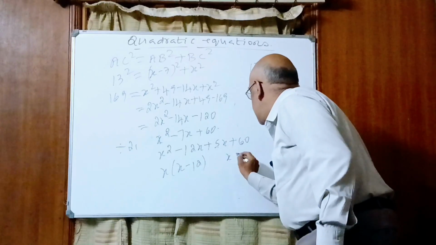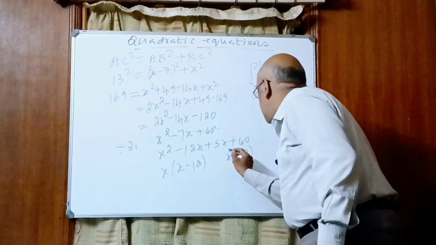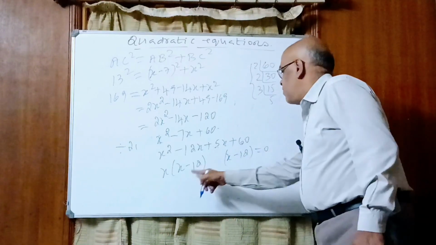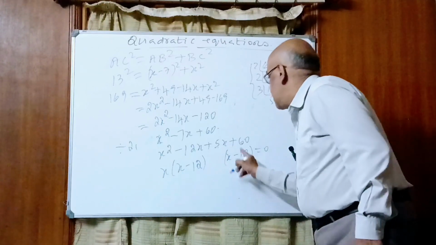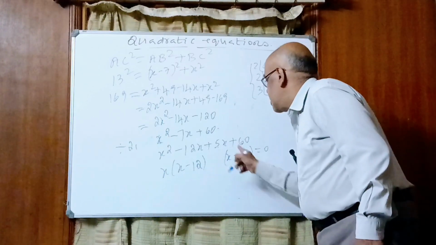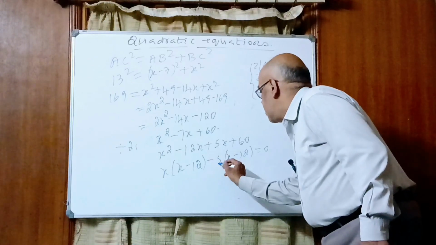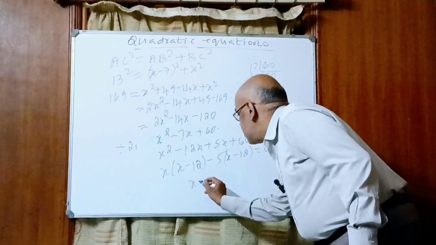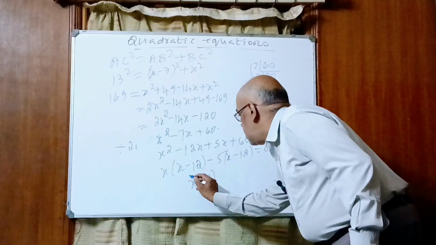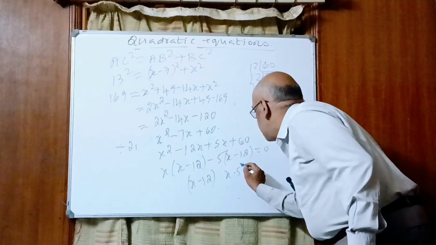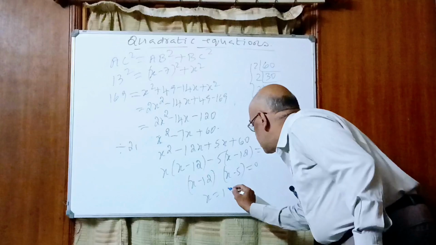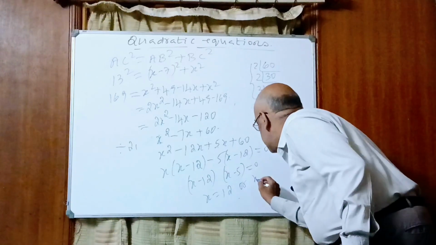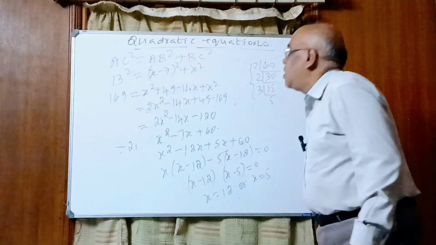What should you write here? I told you the trick. Blindly write the same factor here. x minus 12. Whatever you get here, write it. The sign changes. I told you the second trick. Minus outside 5. x minus 12 and x minus 5 are the two factors. What does it imply? x is equal to 12 or x is equal to 5.